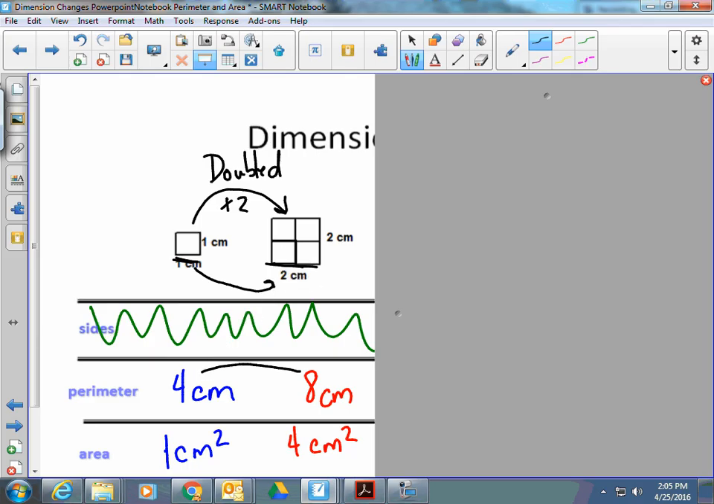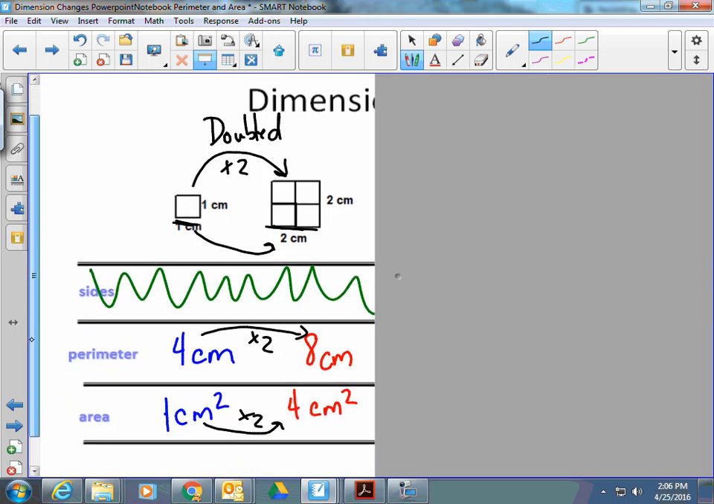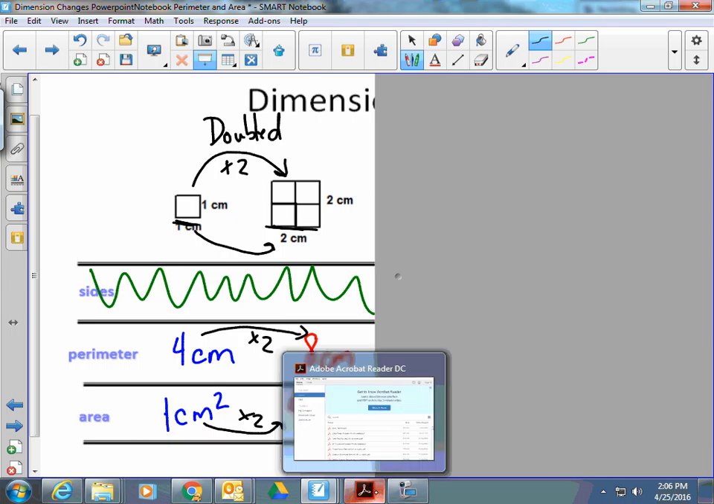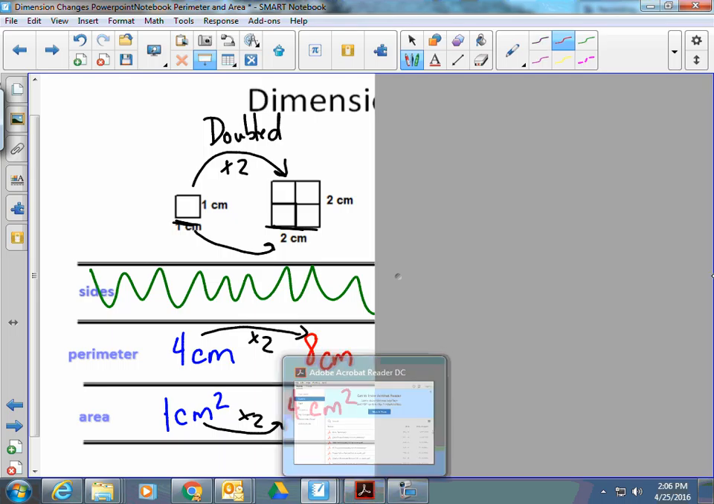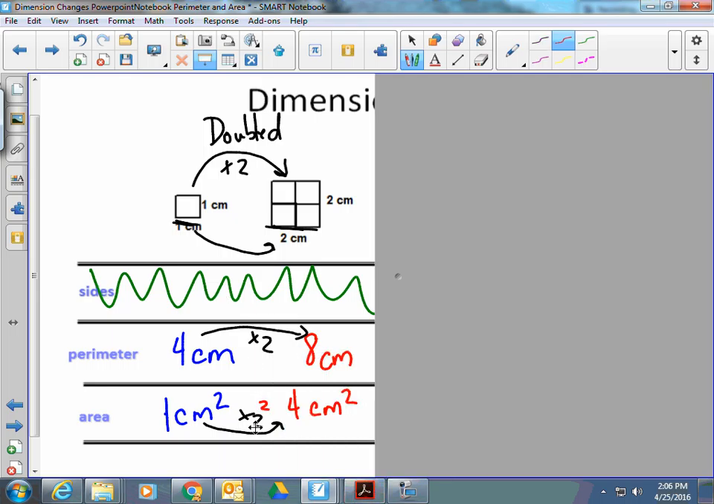So now look down here at perimeter. How do I get from 4 to 8? Can I multiply that by 2? So 4 times 2 is 8. So my perimeter doubled as well. But what about my area? Is 1 times 2 4? But wait a minute, we just doubled our dimensions. Why isn't my area doubled also? The answer for area is always what? Squared. Same thing here. When I double, I'm not just doubling my dimensions for area, I'm doubling it, but it is going to be squared. What's 2 squared?